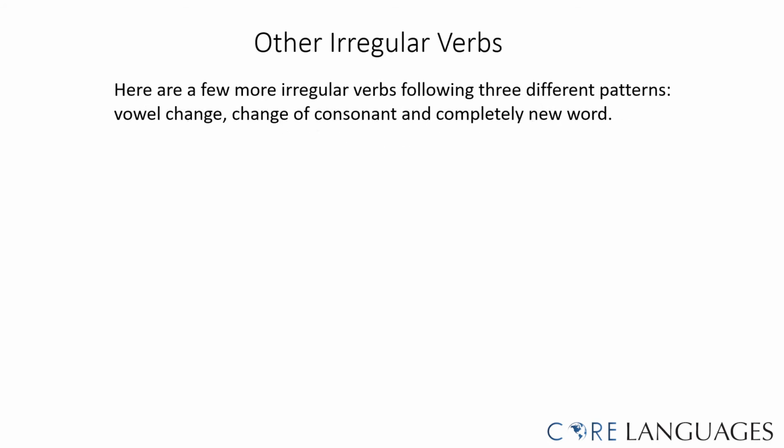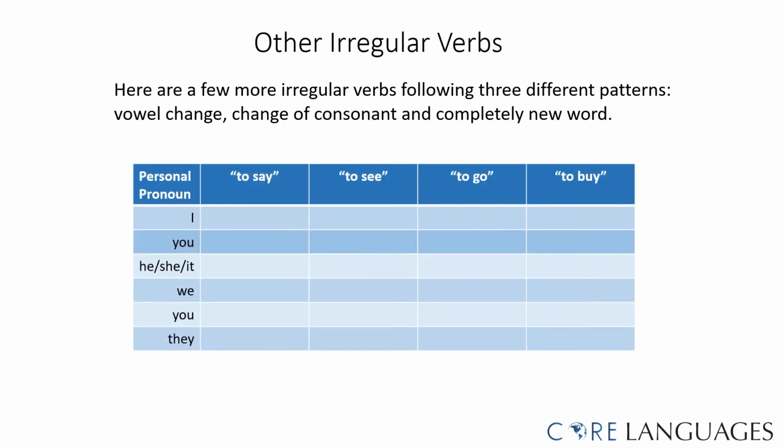Here are a few more examples of verbs that follow irregular conjugation patterns. Notice that some have a vowel change, some have a consonant change, and some have a completely new word. For example, the verb to say. The simple past form of to say is said. I said, you said, he, she, it said. We said, you said, and they said.